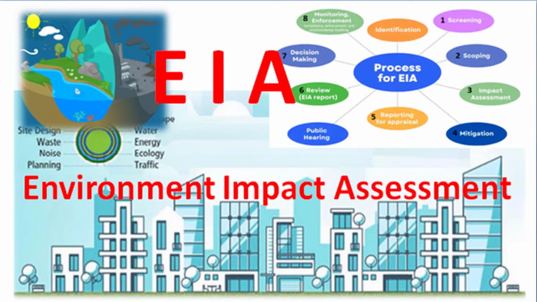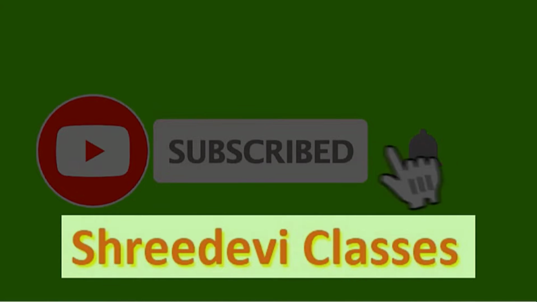Today in our playlist Green Building from Architecture we'll understand the concept of EIA, that is Environment Impact Assessment. In this video we will introduce the concept of EIA, and we'll understand EIA legislation functional in India. The procedure for EIA is explained in this video, and we'll also understand the significance of EIA for sustainable development.